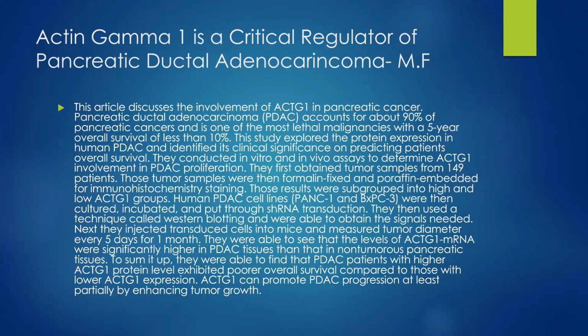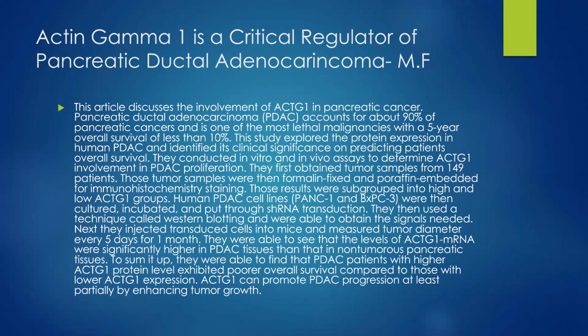This is my second article: actin gamma 1 is a critical regulator of pancreatic ductal adenocarcinoma. This discusses actin gamma 1 being a regulator of pancreatic ductal adenocarcinoma. Actin gamma 1 is a kind of actin isoform that exists in almost all cell types as a component of the cytoskeleton, thus mediating cell viability. This study explored the protein expression of actin gamma 1 in human pancreatic ductal adenocarcinoma and identified its clinical significance in predicting patients' overall survival.